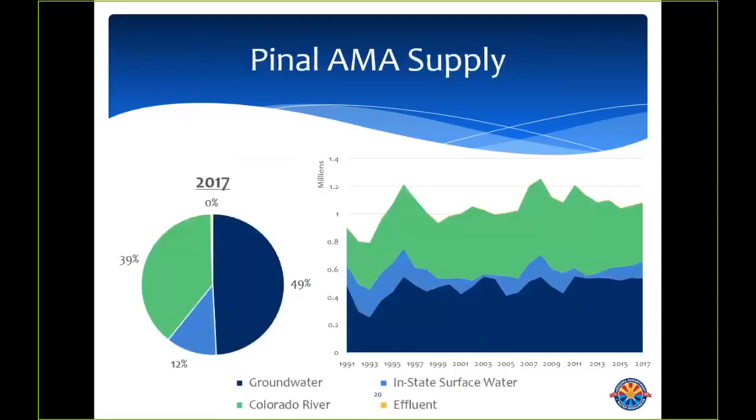As of 2017, the Pinal AMA's water was a little bit under half groundwater. We do anticipate that this proportion of the water supply will grow in response to changes in the availability of different types of renewable water in that AMA. So this pie chart might look very different in coming years.